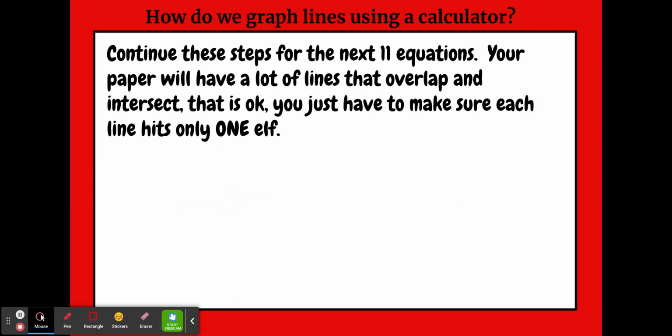You're going to continue doing this for the next 11 questions. Your paper will have a lot of lines that overlap and intersect each other, and that's okay. You just have to make sure that each line hits only one elf.